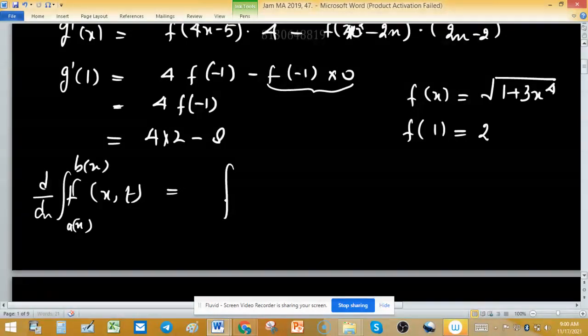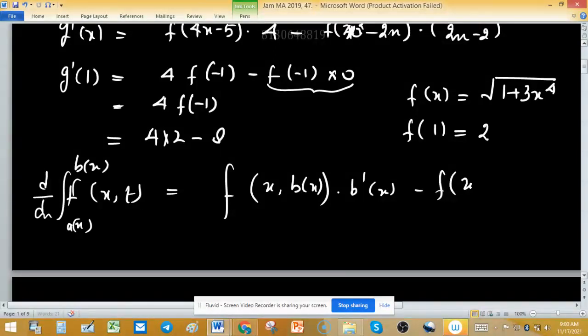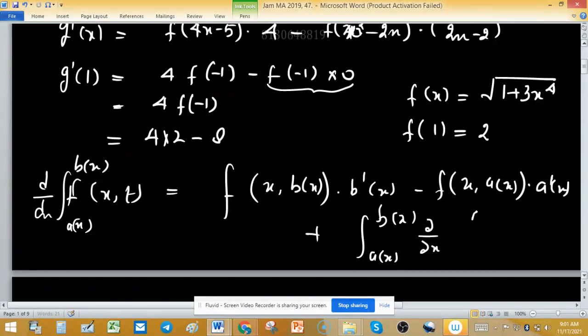So we can replace the function variable with the upper limit and take the derivative of the upper limit and multiply them. Similarly for the lower limit, it needs to be multiplied with the derivative of the lower limit, plus the integration of the partial derivative of f, where this partial derivative is with respect to the limit variable. So this is the generalized form.